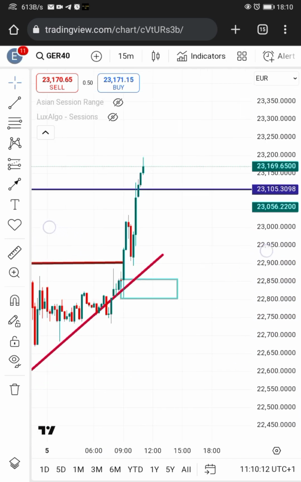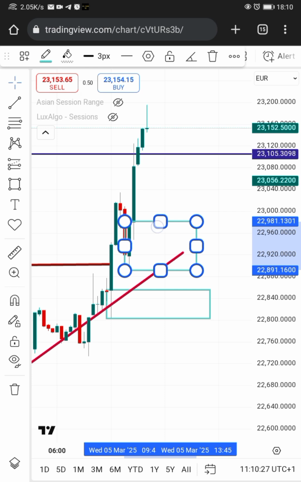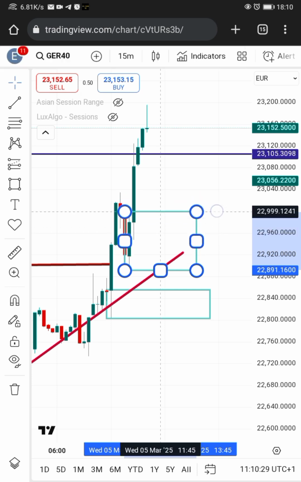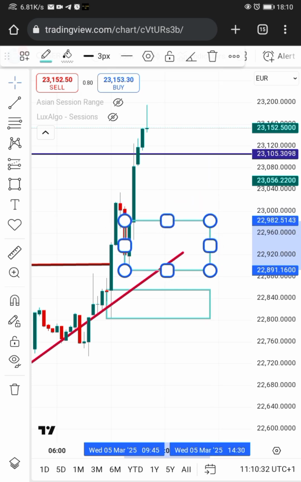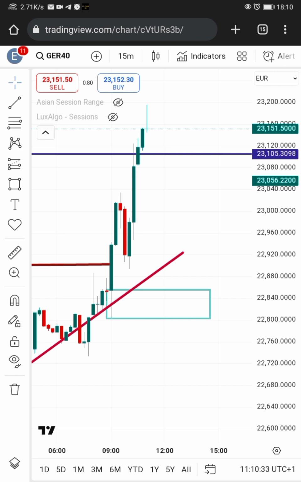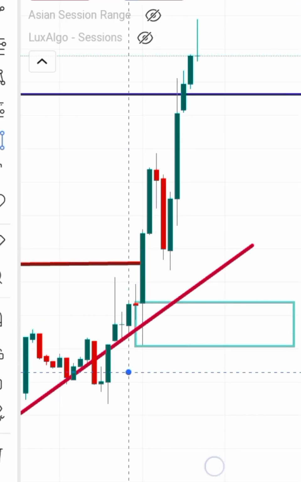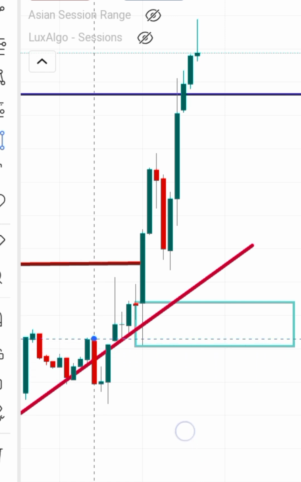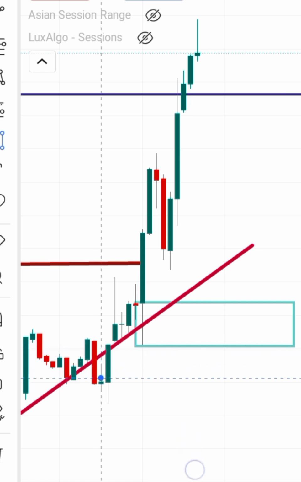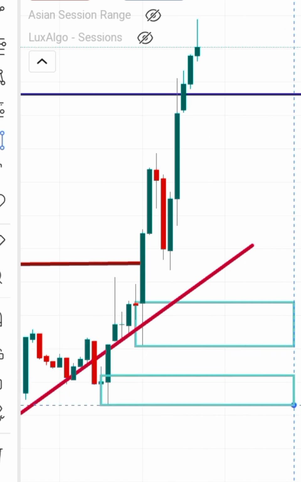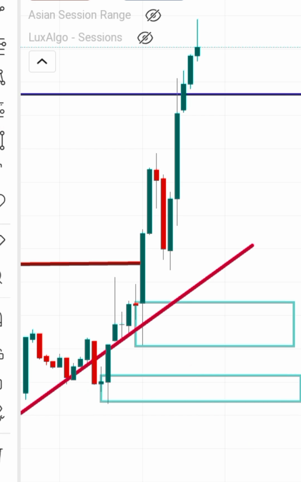At the same time, no, this zone is not valid for me. This very zone was not valid. I did not mark this. So this zone here and this zone below was where I marked, expecting the market to come into it for me to take a trade. But the market didn't come in.